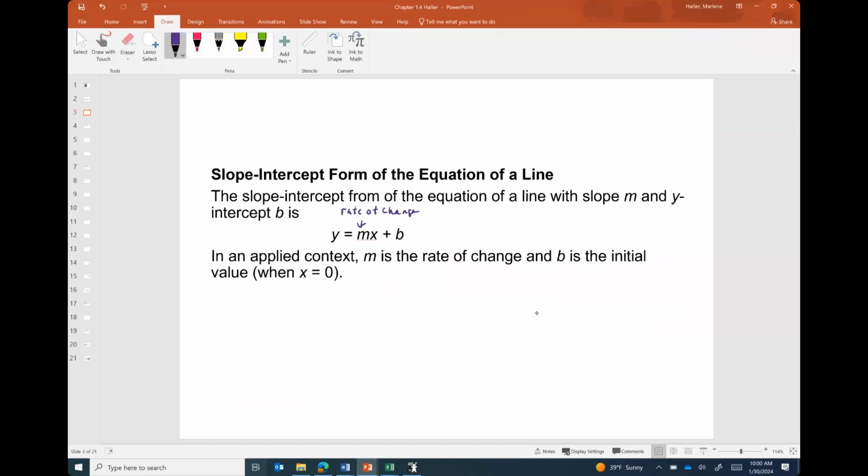The graph of a line in the form y equals mx plus b, the b is the y-intercept, or where that line intercepts the vertical axis. In the context of an application, b in this form for the equation of a line can be considered the initial value.